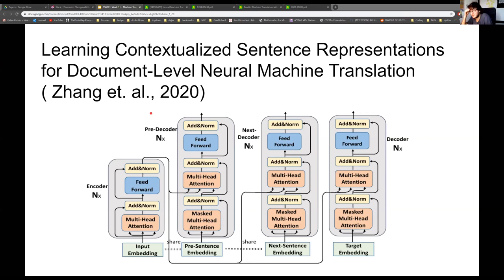I think the paper also shows the difference between just using pre, just using next, and the combination. Of course, it does better when you use both, but they also provide the results on just using the pre decoder. Right. Yeah.